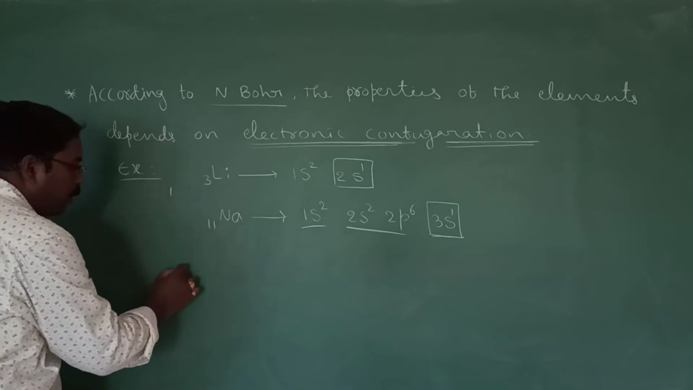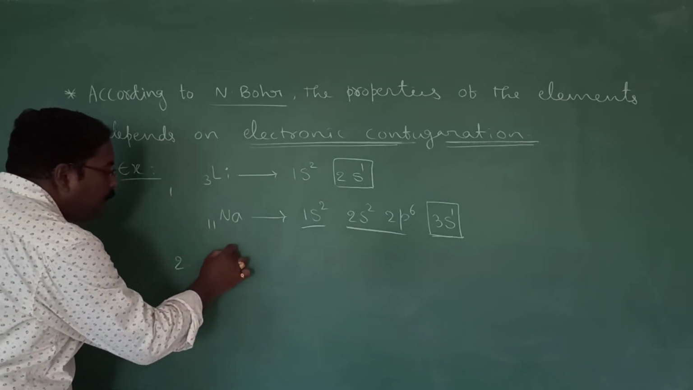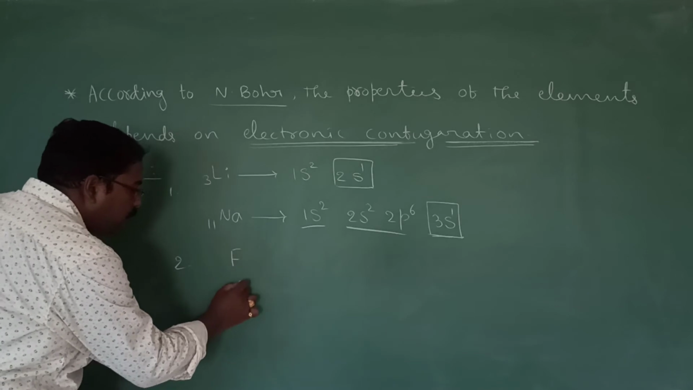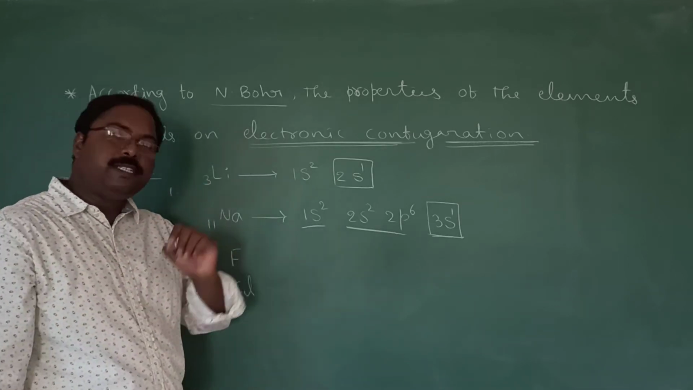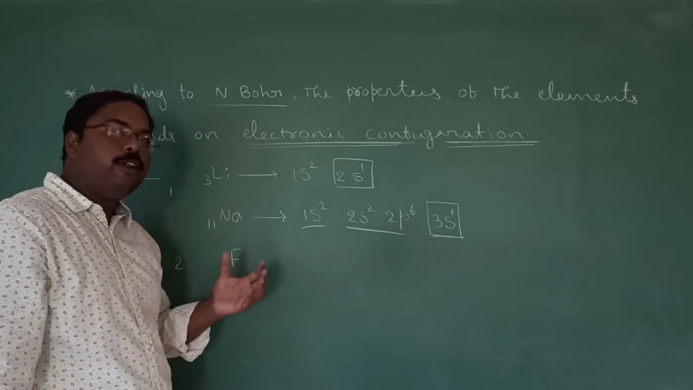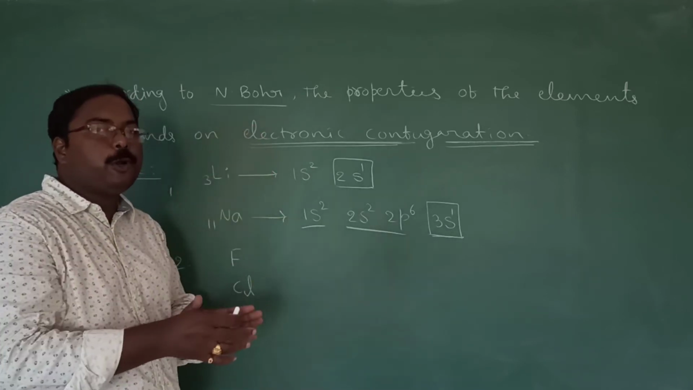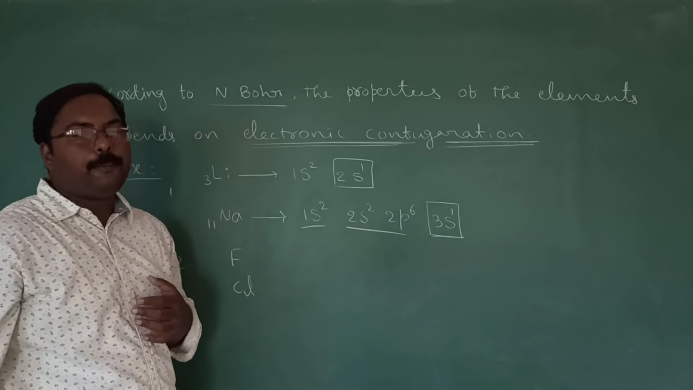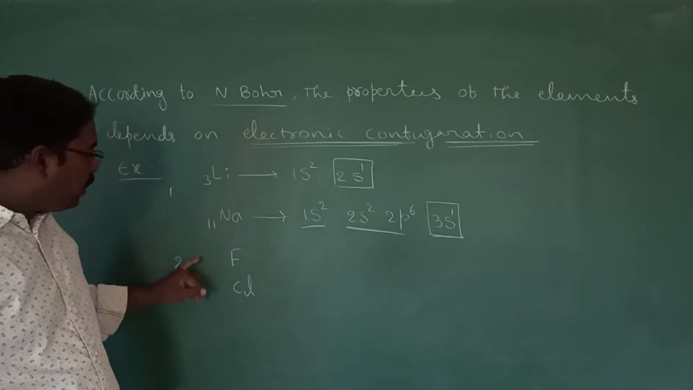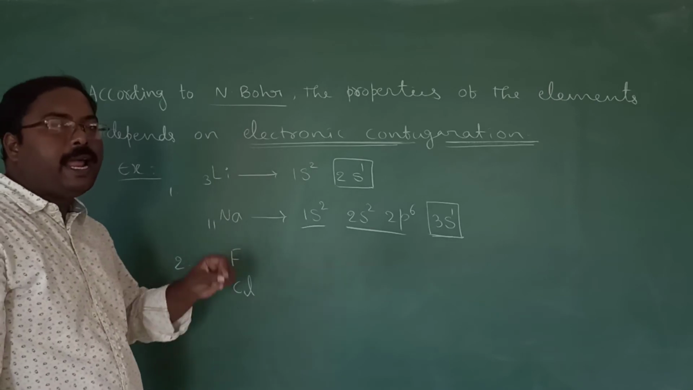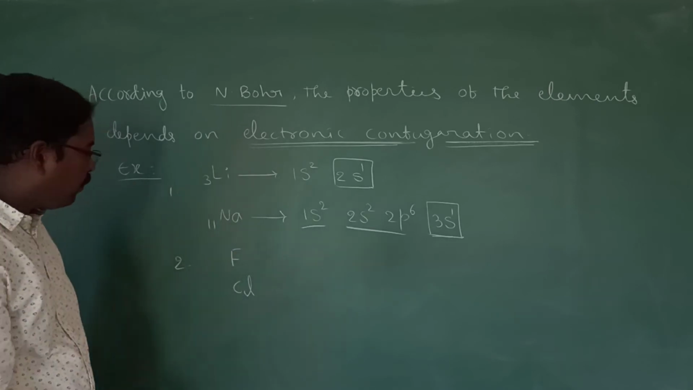Let us discuss one more example. We all know about fluorine, chlorine. We call them halogens, right? We know fluorine and chlorine belong to the same group. They will have similarity in the properties. Now let us see whether these are having the same or similar electronic configuration or not.